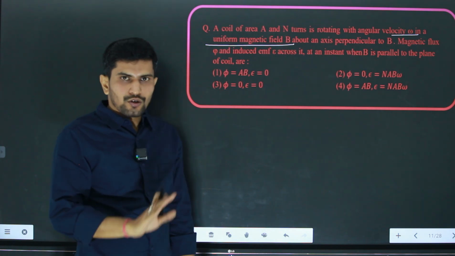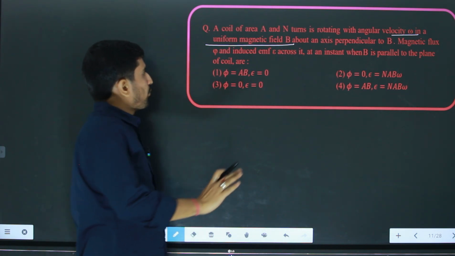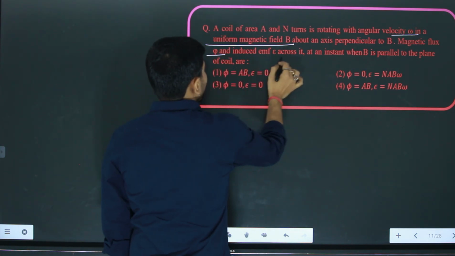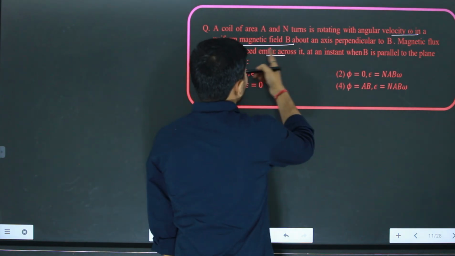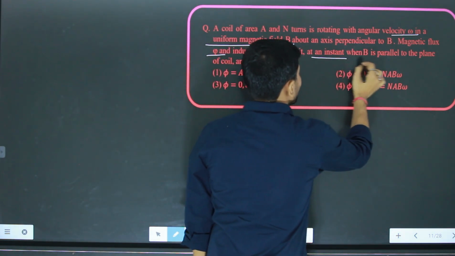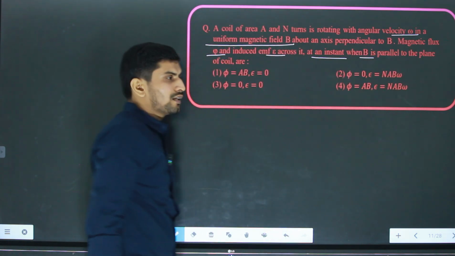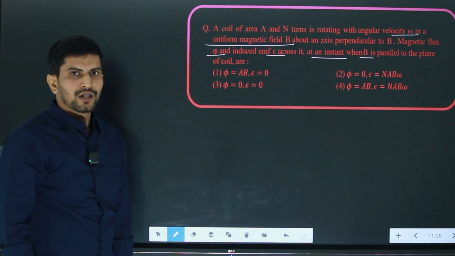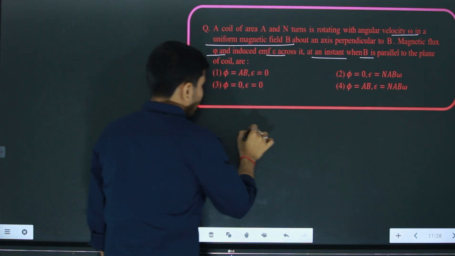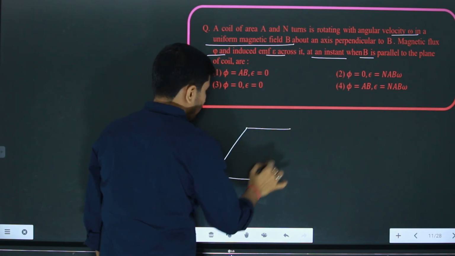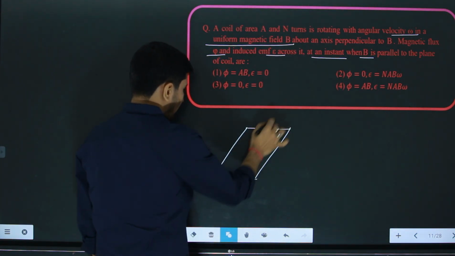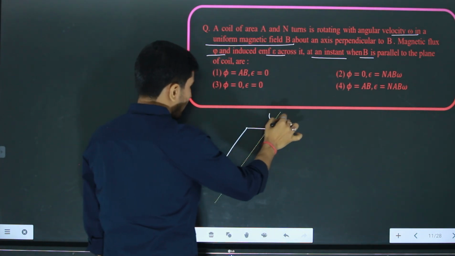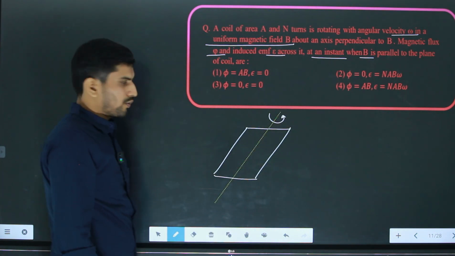This situation is a common situation. Now magnetic flux is phi and induced EMF is E. We have to calculate this magnetic flux and induced EMF at an instant when B is parallel to the plane of the coil. Let's try to imagine the situation. Let's say this is the coil which has n number of turns, and this is the axis of rotation.